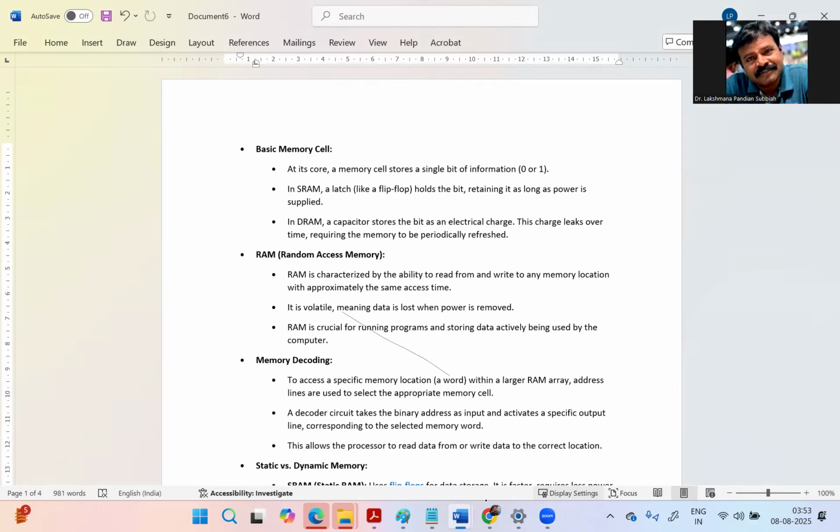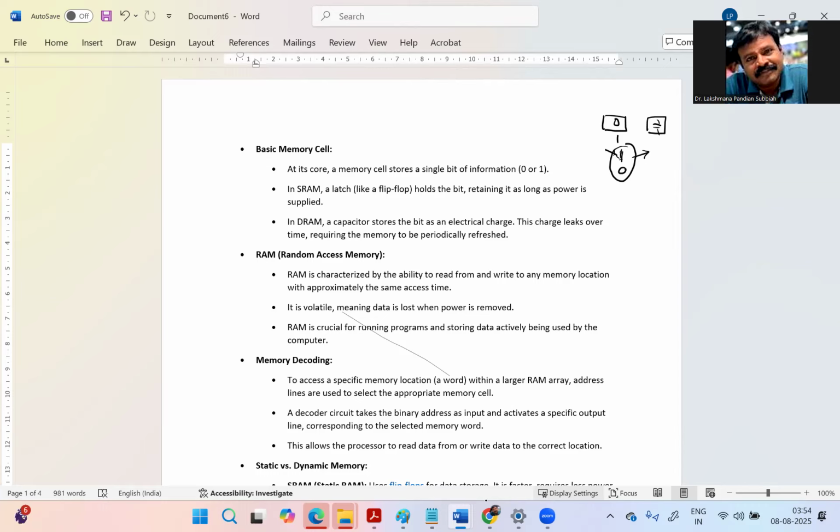Here we have the basic memory cell. A basic memory cell means a single cell where we can store either 0 or 1. Either we have a storage or not. If a value is stored, then we get the value 1. If there is no storage, then it is 0. So either 1 or 0 we can store, and then we can retrieve that information.